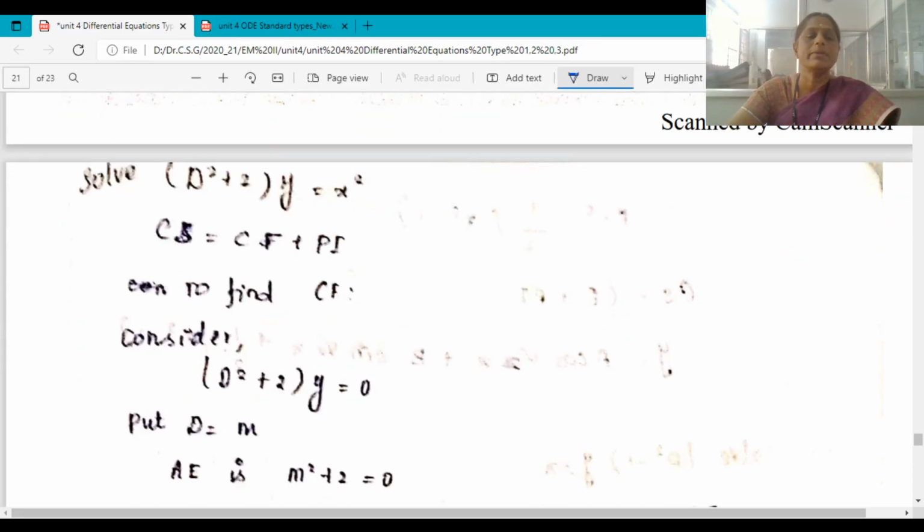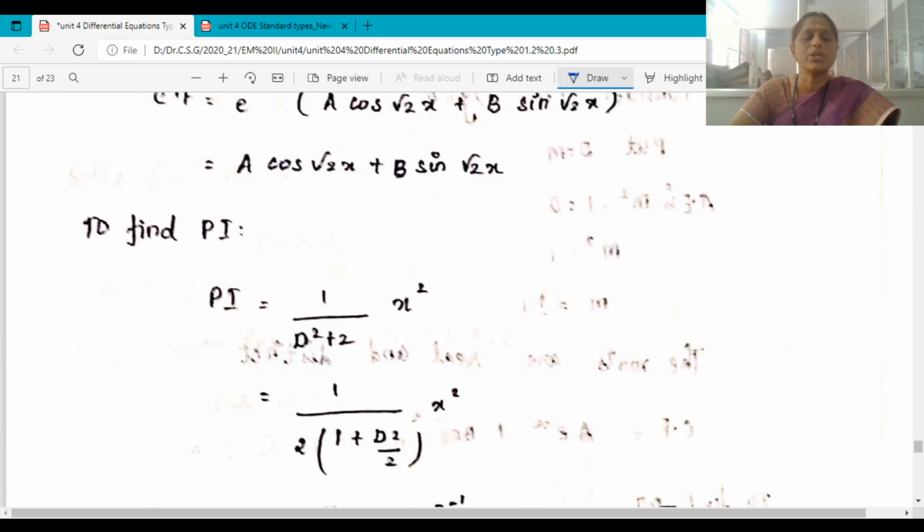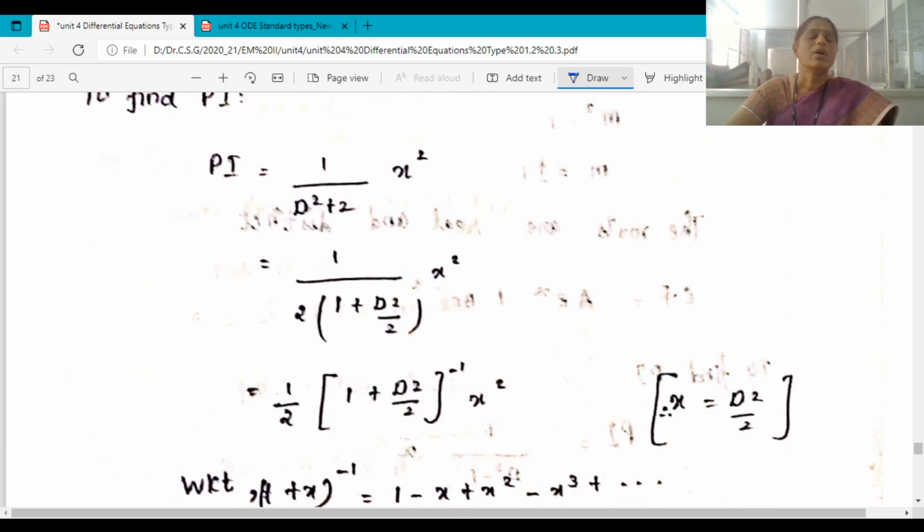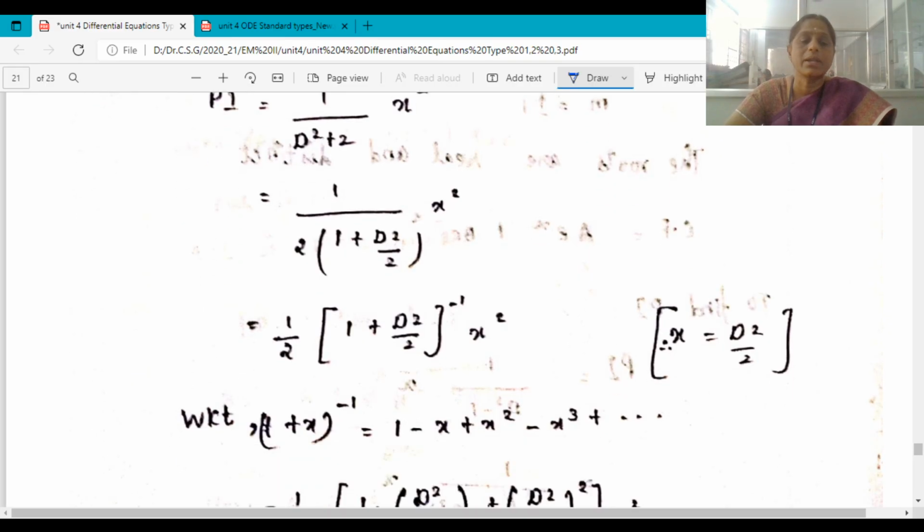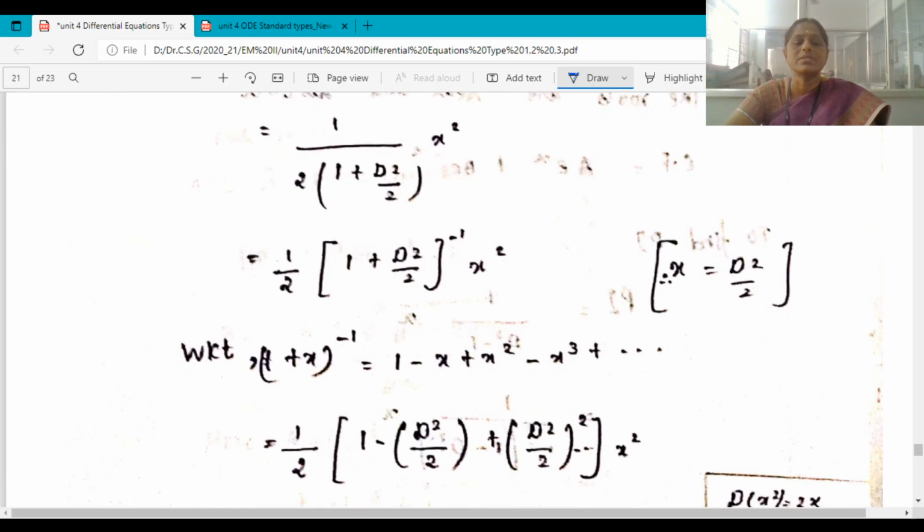So this is the problem: D squared plus 2 of y equal to x squared. First we are looking for the particular integral, since we know the complementary function part. So 1 by D squared plus 2 into x squared we write according to the template, and we make the denominator in the form of 1 plus something by taking 2 outside. So 2 into (1 plus D squared by 2) into x squared. So it is 1 by 2 into (1 plus D squared by 2) whole power minus 1 into x squared.